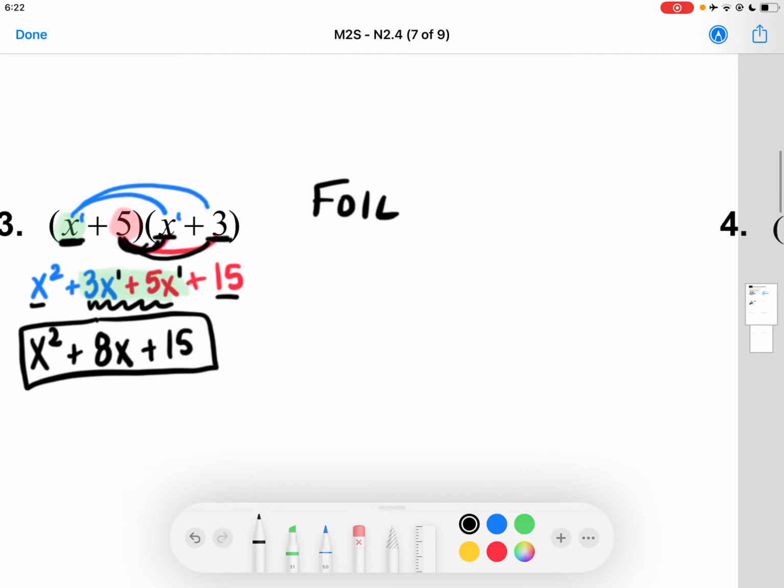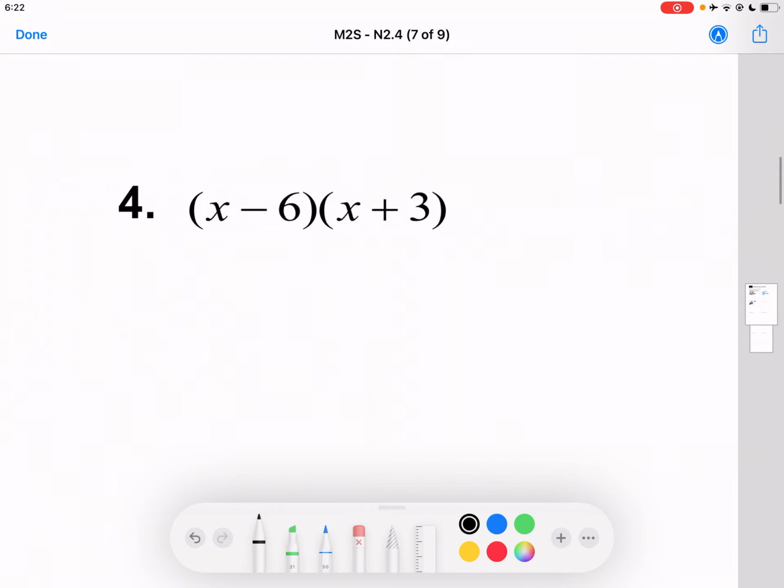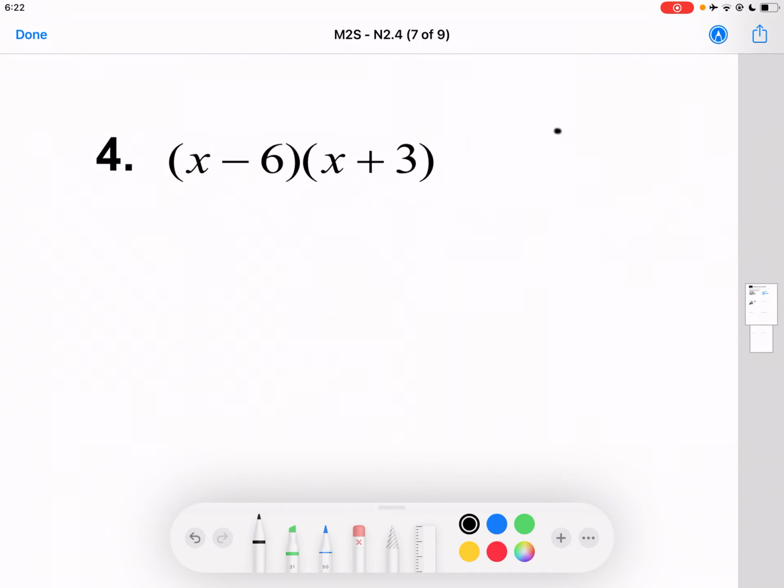All right, let's use this method again. So remember, this is called the FOIL method, and it'll help us figure out what we're doing. So first, we're going to do the firsts. So firsts are right here. So we're going to multiply the x times the x. So remember, we add the exponents when you multiply those. So x times x is x squared.